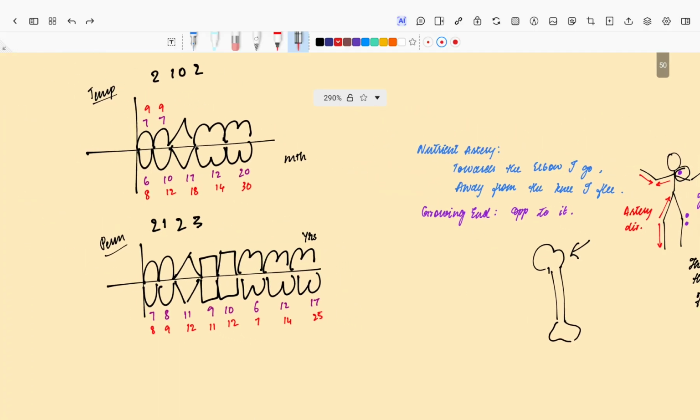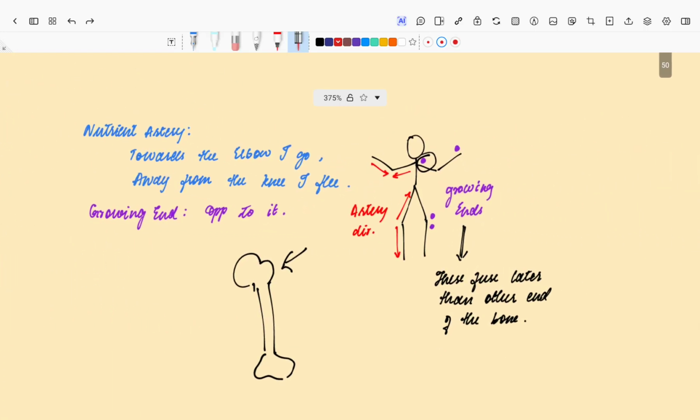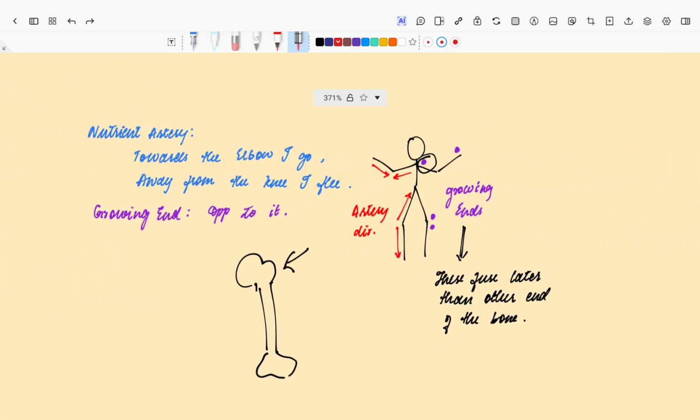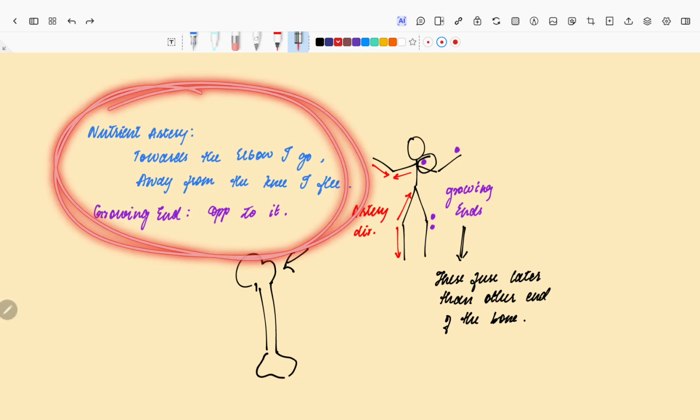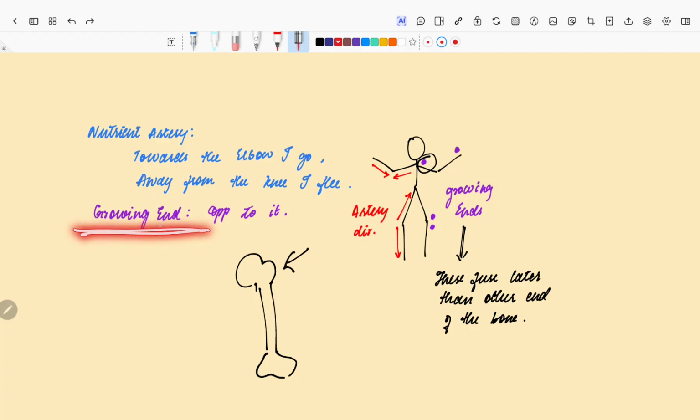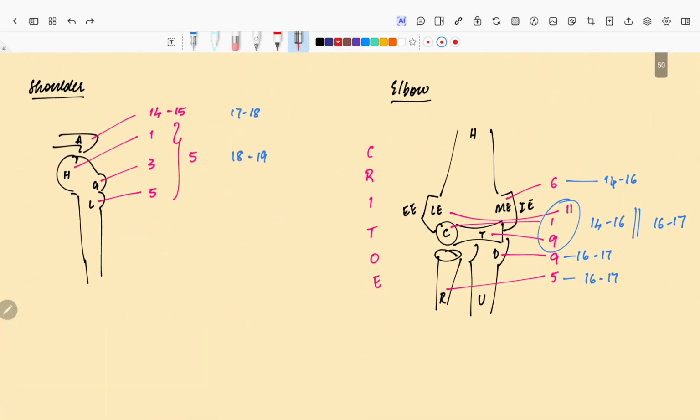So this is all we did. We saw dentition, temporary and permanent teeth, the nutrient artery, and the concept of growing ends. So remember this will apply everywhere. And a growing end you can always consider as fusing by 18 to 19 years of age.